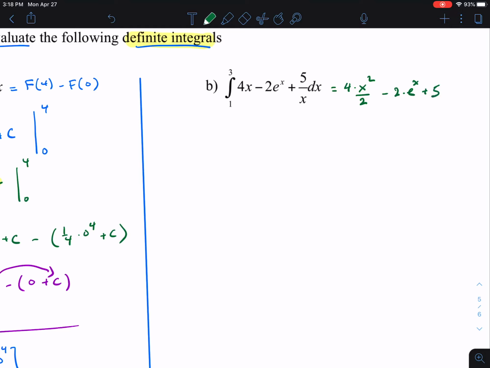You know what? I'm going to back it up just a little bit. I think I'm going too fast here. Let's go ahead and separate this into 3 separate integrals, so it's easy to follow.